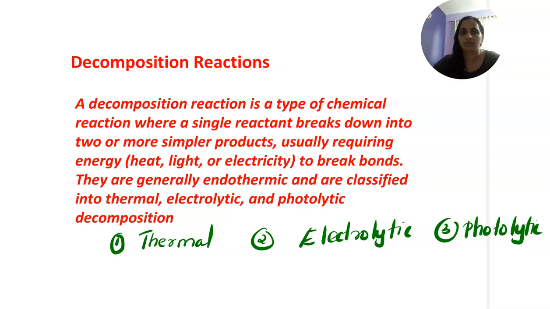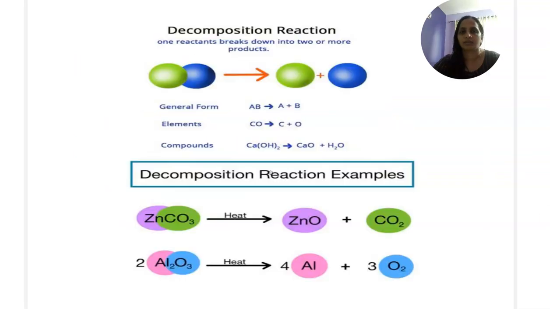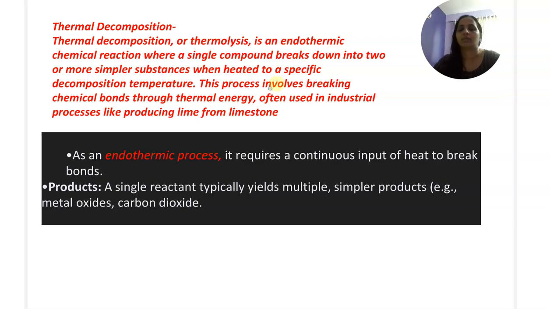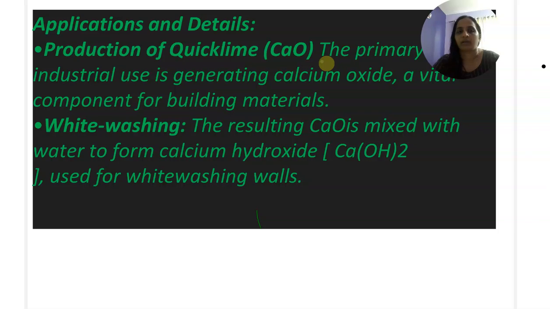Okay. So thermal decomposition, or thermolysis: you can see here calcium carbonate. If you heat calcium carbonate, you will get calcium oxide and carbon dioxide. This is an example of thermal decomposition. Here we are heating calcium carbonate, so you get calcium oxide and carbon dioxide. This is a very important reaction.